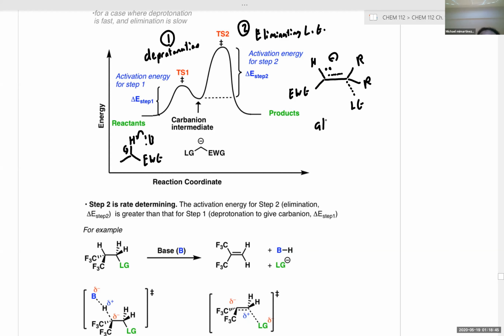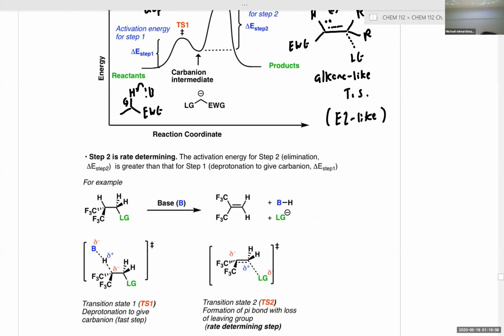So we have an alkene-like transition state. I'd like you to think very similarly to the idea of an E2-like transition state, except, and this is a critical distinction, it doesn't depend on the base anymore for step 2. Okay.